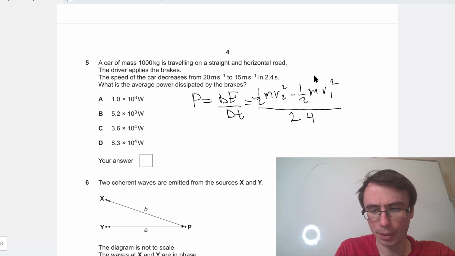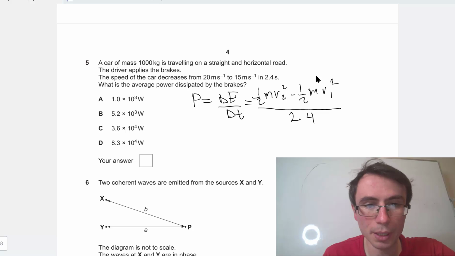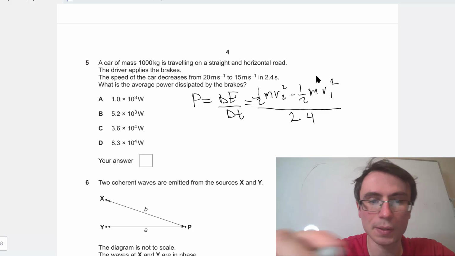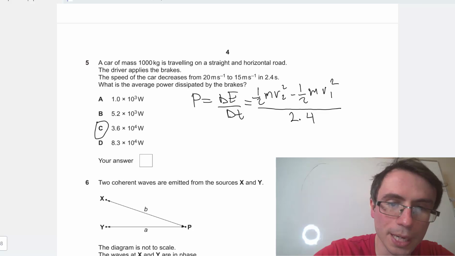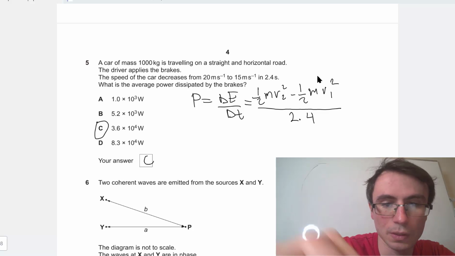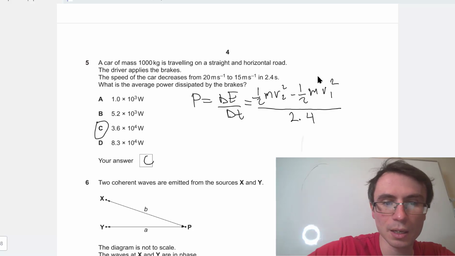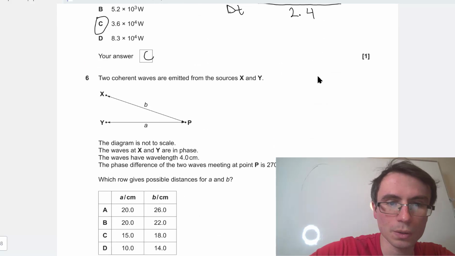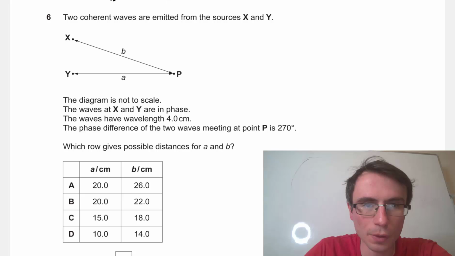Multiplied by 20 squared, take away 0.5 times 1000 times 15 squared, and this here will give me 3.6 times 10 to the power 4. Correct answer is C, I think. Okay, let's move on. Question 6.